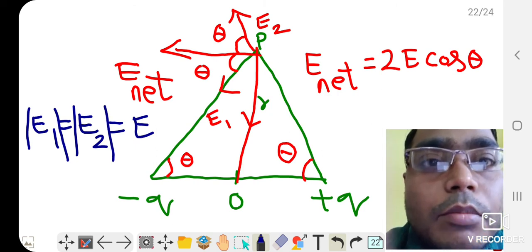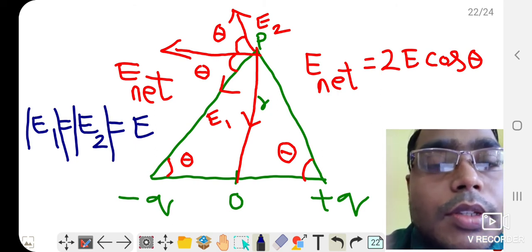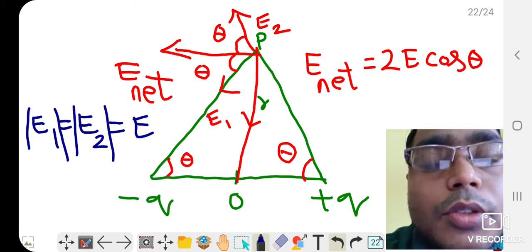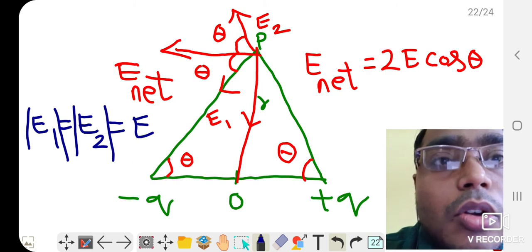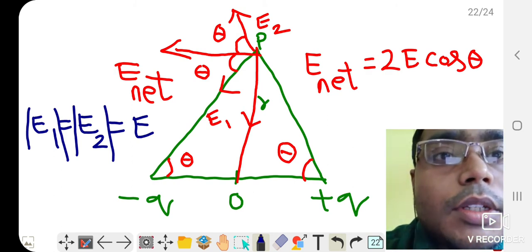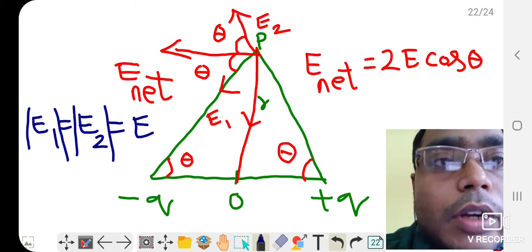Why will this be the same? Because the charges are the same and the distance is also equal. So both the magnitudes of the electric fields are equal, and this is taken to be E. So what will be the net electric field? The net electric field will come from the horizontal component, so that is given by twice E cos theta.